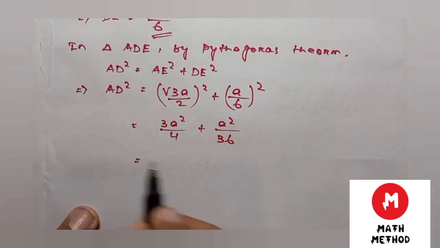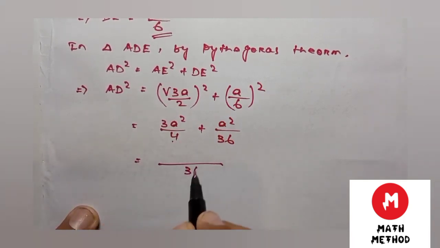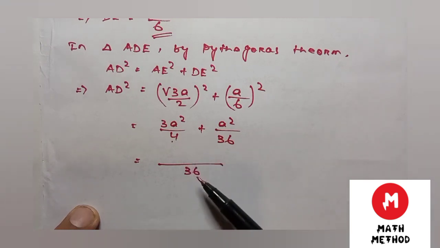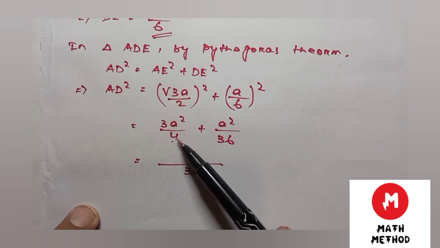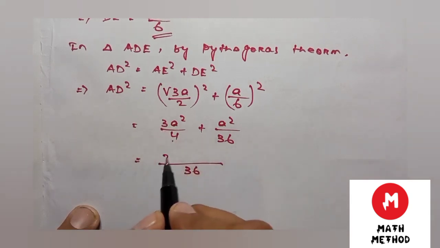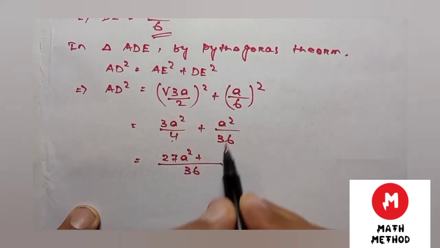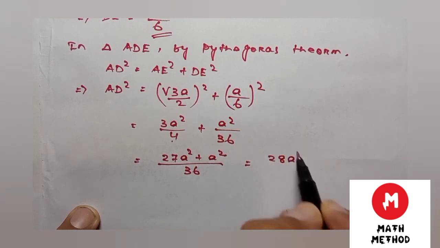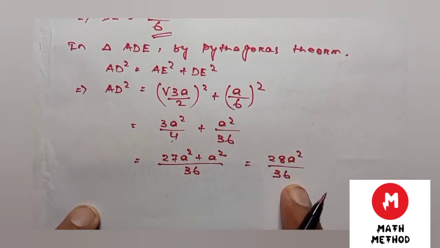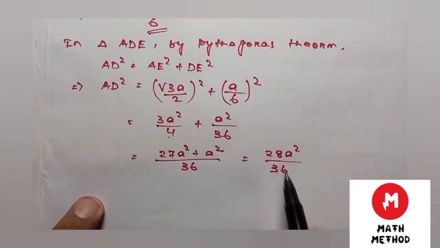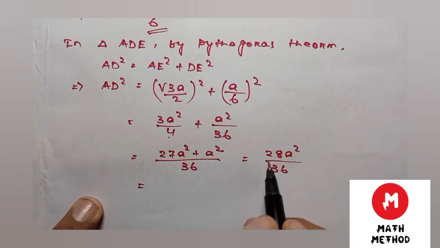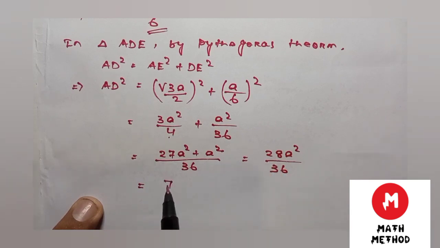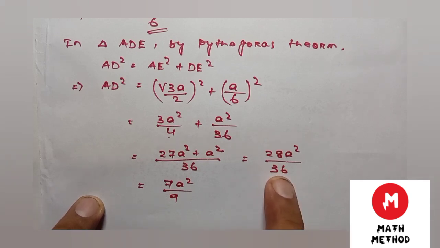Now we will get the LCM of 4 and 36, which is 36. Now divide the LCM by the denominator. 36 by 4 equals 9. 9 into 3 equals 27a square plus 36 upon 36 is 1. This is your a square, which equals 28a square upon 36. Clear? So by simplifying this 28 upon 36, we get 4 7s are 28, a square upon 4, 36 divided by 4 equals our 9.